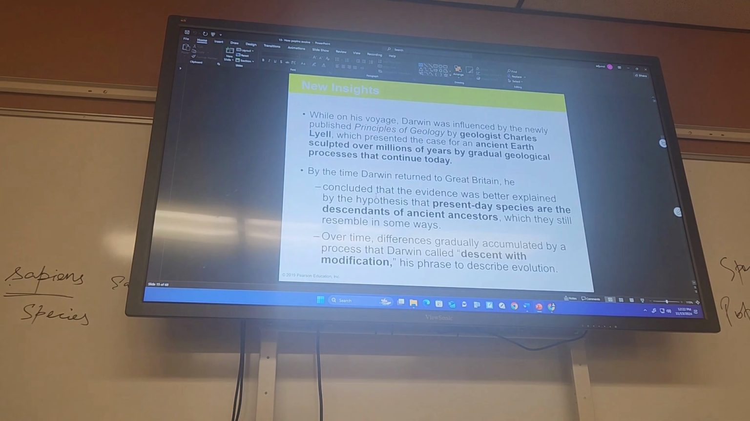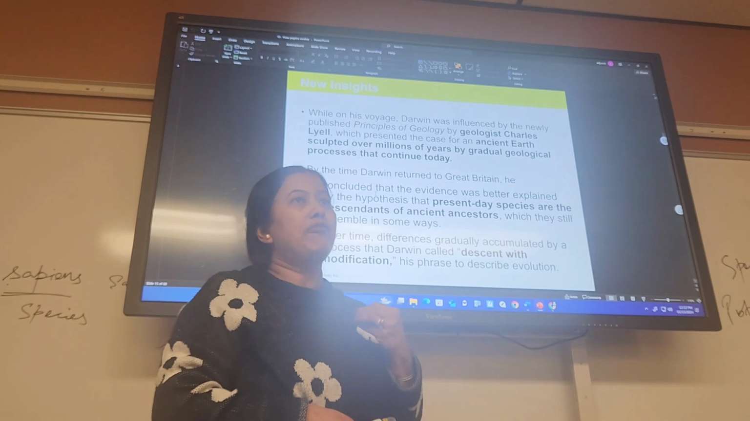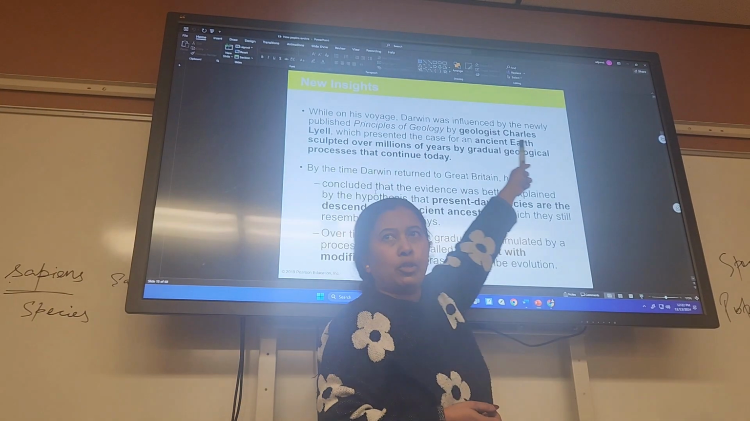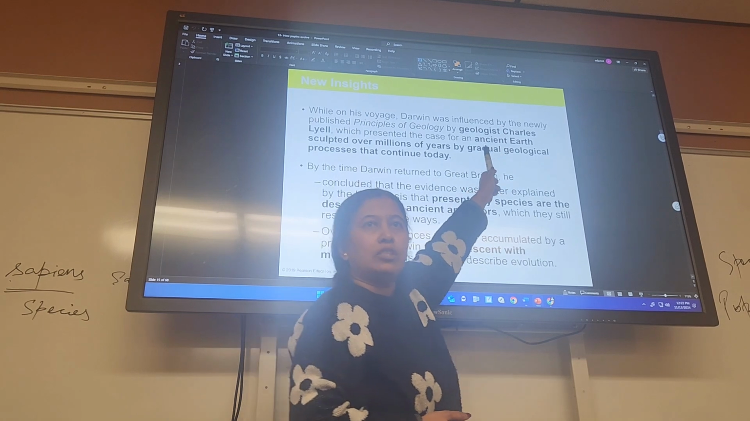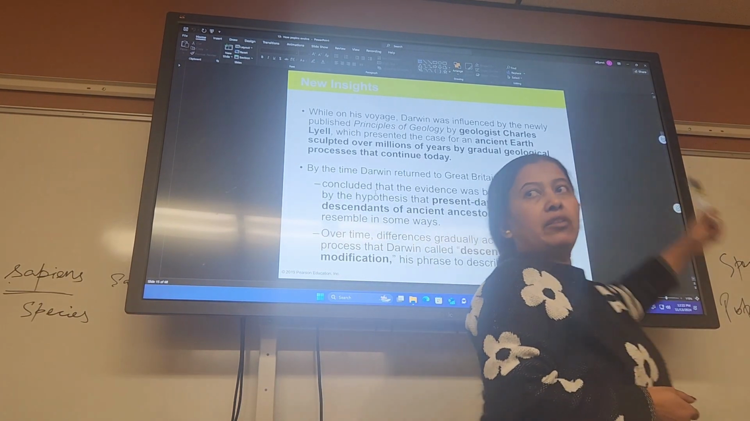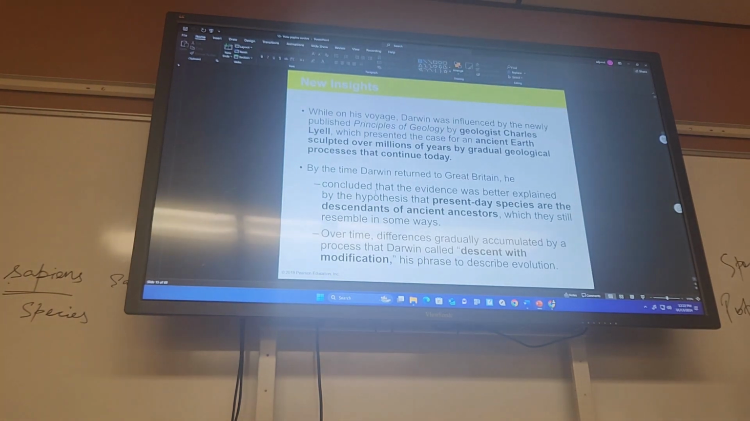So at that time, while Darwin was travelling, he was greatly influenced by the findings of a scientist who was not a biologist, but a geologist. Do you know what a geologist is? Anyone? Study of rocks, earth, layers. If you go to the Grand Canyon, you see those different layers, right?